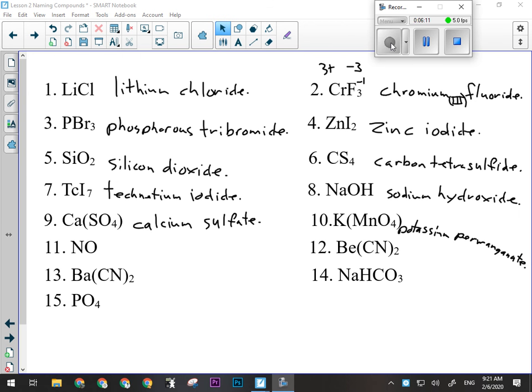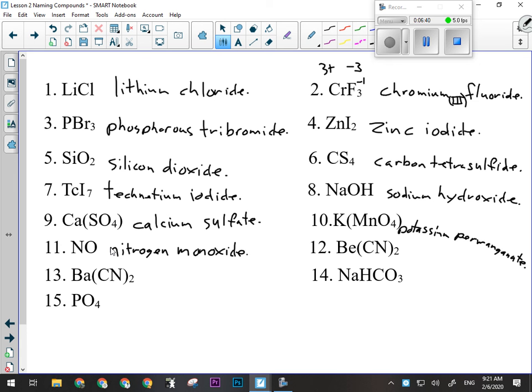Okay, let's have a look at the rest of these here. So for number 11, I've got nitrogen and oxygen. Is that an ionic compound or a molecular compound? It's molecular. They're both non-metals, right? They're both on the right-hand side of the staircase. All right, so I'm going to name this one nitrogen monoxide. Got to use a prefix on the second one, but we don't use mono on the first.